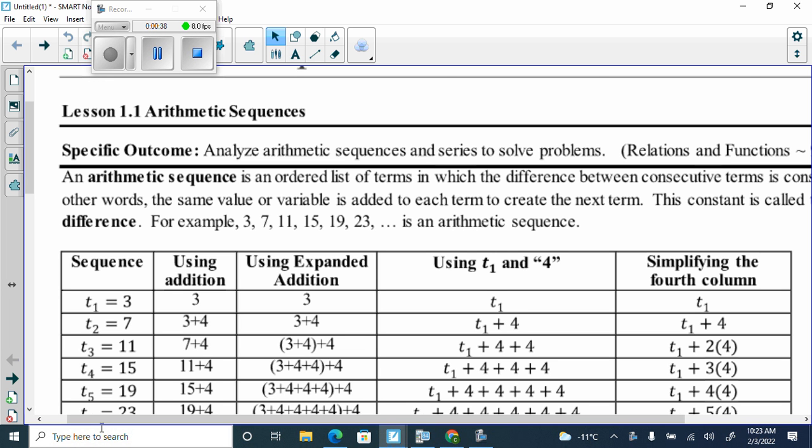So if you add the same thing, which could be a negative, which people don't realize, if the numbers are going down, right? If it's like 5, 3, 1, you're adding actually negative 2 to each, right? So it is what you're adding to each. But if it goes up or down by a consistent value, by adding 2 or adding negative 2, then it is an arithmetic sequence, okay?